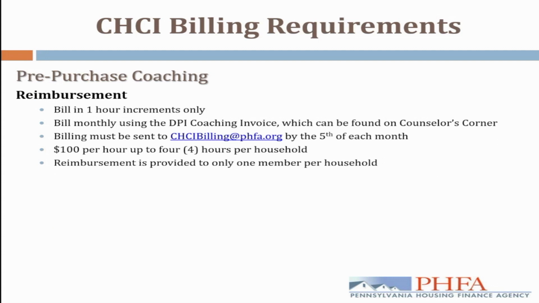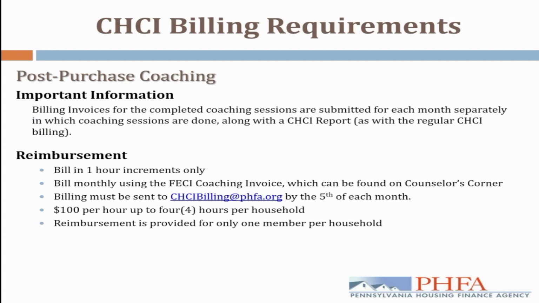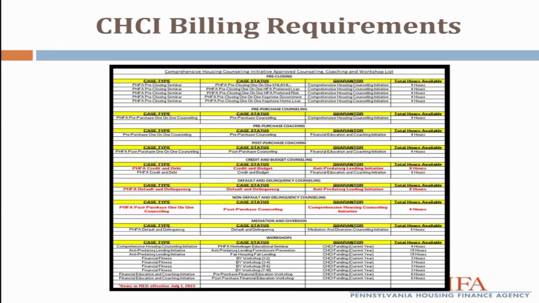Again, you want to bill in 1 hour increments, and with your coaching, you have $100 per hour up to a max of 4 hours per household. Post, same thing, 1 hour increments, $100 per hour up to a max of 4 hours per household. Billing invoices completed for your coaching sessions are submitted for each month separately, in which the coaching sessions are done, along with your CHCI report. So you do want to keep that in mind as it relates to the coaching. And then here we have a chart that really sums up everything that you can bill for under CHCI.